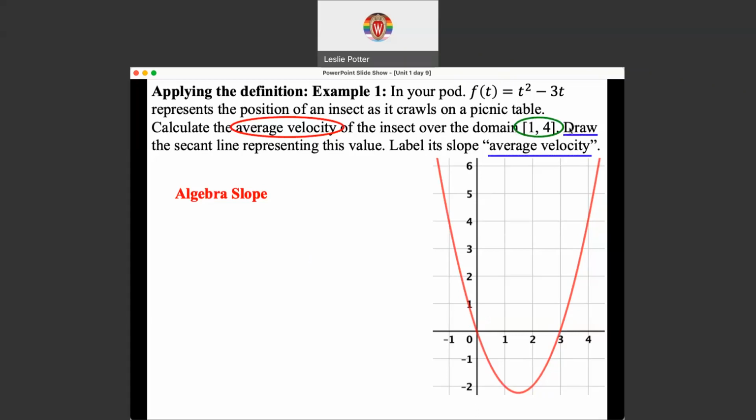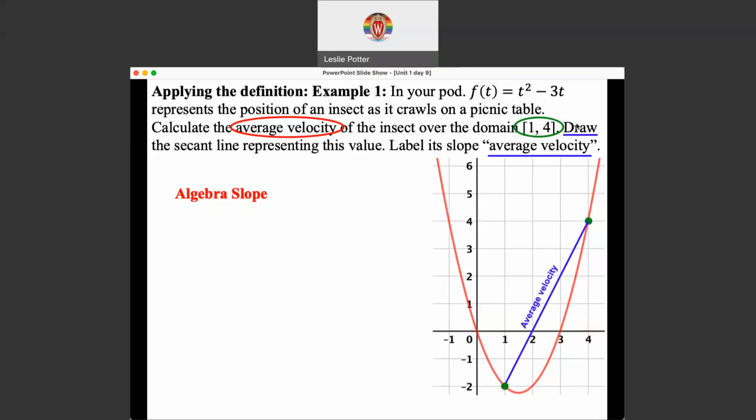Then we just know that we're going to draw and we're going to label, right? Let's go ahead and draw the points. Here's the point at x equals 1. Here's the point at x equals 4. Let's connect the line. That's a secant line. It touches the curve in 2 points. We call that a secant line. We're going to label it average velocity.